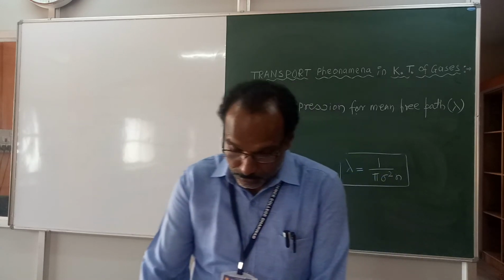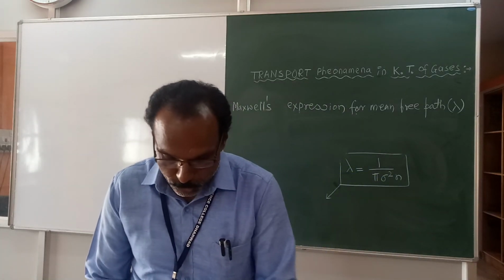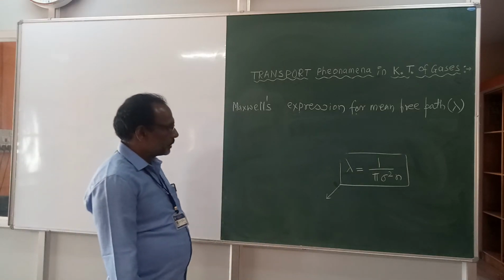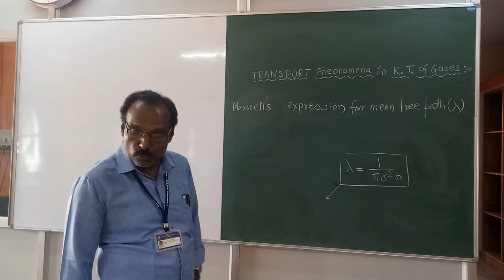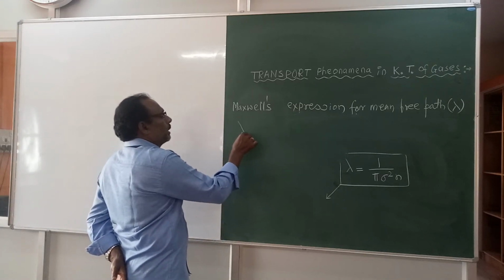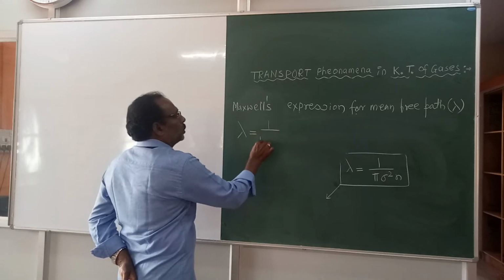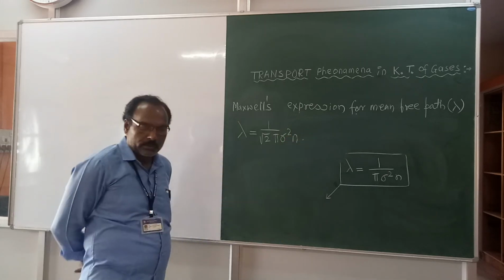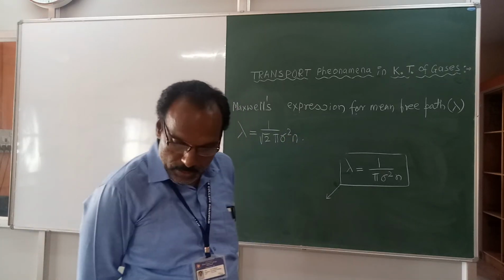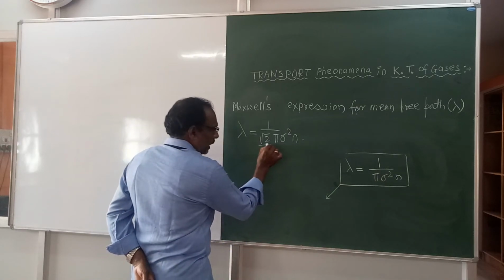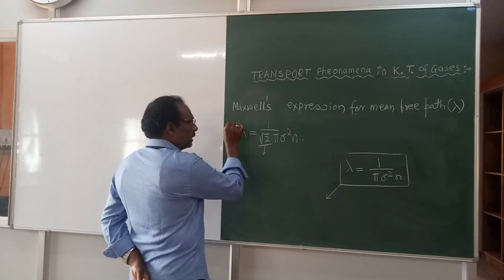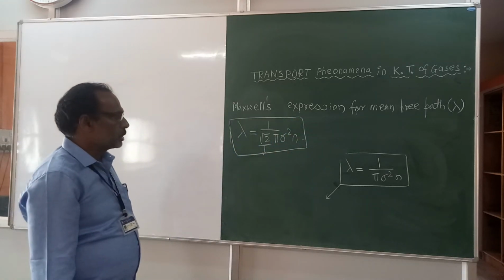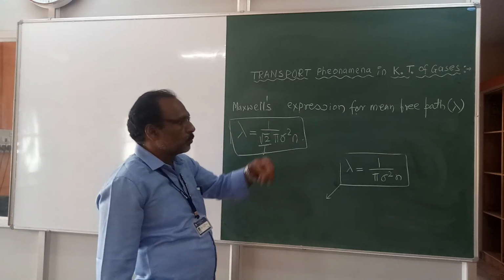And using Maxwell's velocity distribution law, Maxwell obtained the expression for mean free path, and that is this: lambda is equal to 1 over root 2 pi sigma square into n. All these things are correct. Only thing, we have added this factor, and by adding this factor, this is known as Maxwell's accurate or most accurate expression for mean free path.